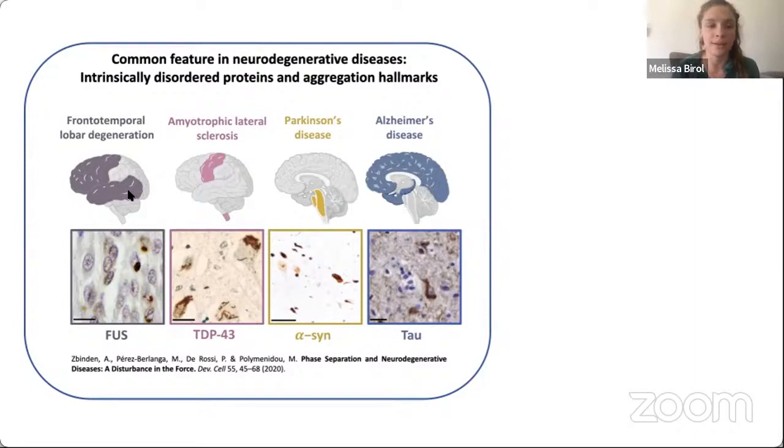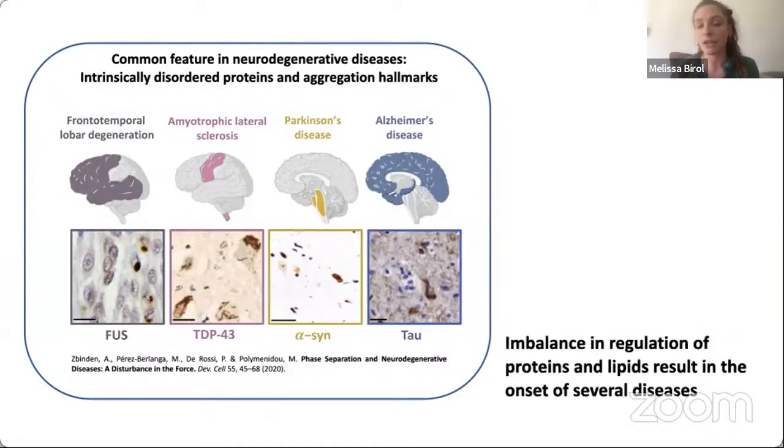Here in these different colors, you can see that for each of these pathologies, the propagation is very different. And what really defines the vulnerability of a cell-to-cell contact, which defines the pathway of these pathologies, is what we're interested in. What we think is happening is that there's an imbalanced regulation of both proteins but also lipids that is really giving rise to the onset of these diseases. And we're mainly focused on understanding the early onsets.